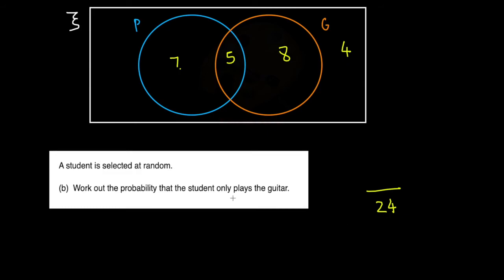Next, we work out the people that only play the guitar. So that's going to be 7. So our probability of picking someone that only plays the guitar is 7 out of 24. And again, you can find the percentage using a calculator.